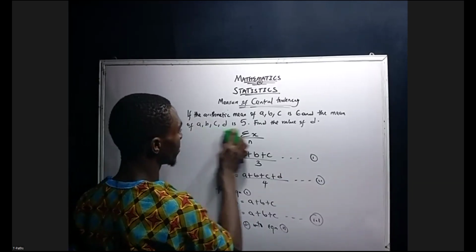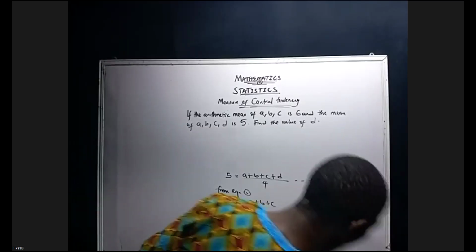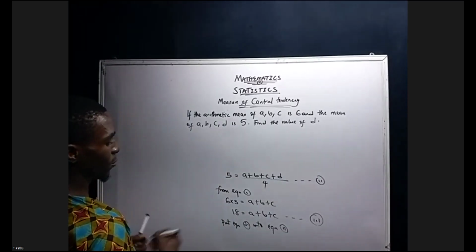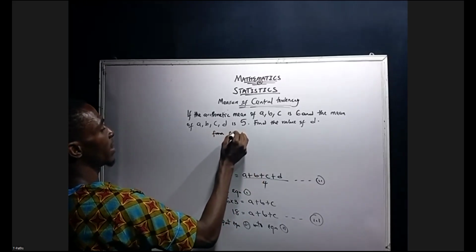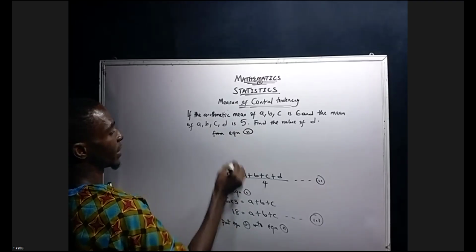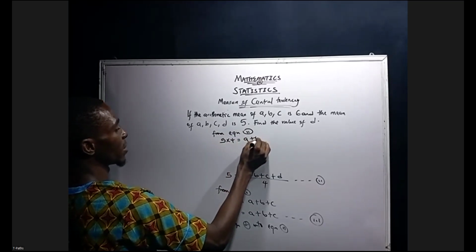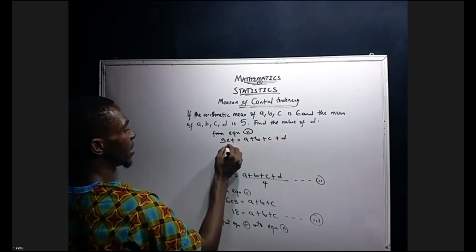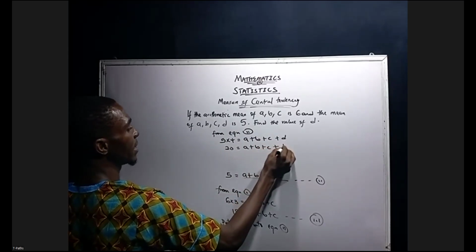Put equation 3 in equation 2. From equation 2, we say 5 times 4 equals A plus B plus C plus D. So I have 20 equals A plus B plus C plus D.